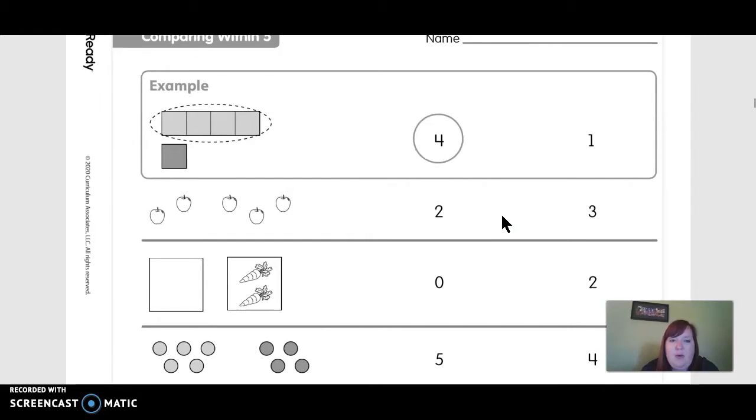Okay, so the example is showing you a different amount of cubes. So you have how many cubes in the first one? 4. And how many in the bottom? 1. You need to find the one that is greater, which means more. So which one is greater? Good. You're right. It is the 4. So you're going to circle the 4 cubes, and then you're going to circle the number 4.